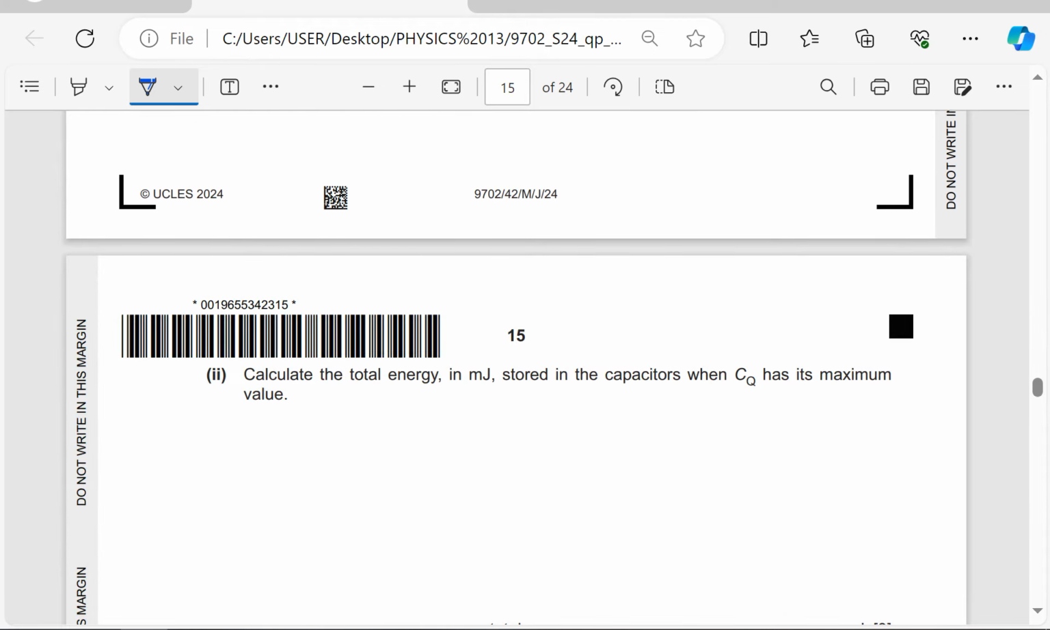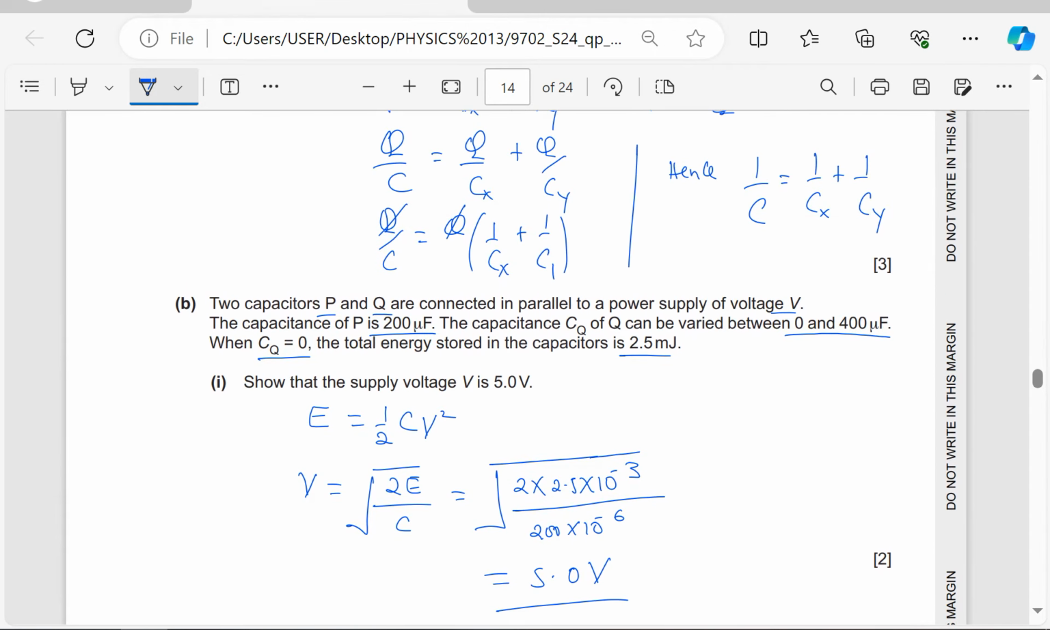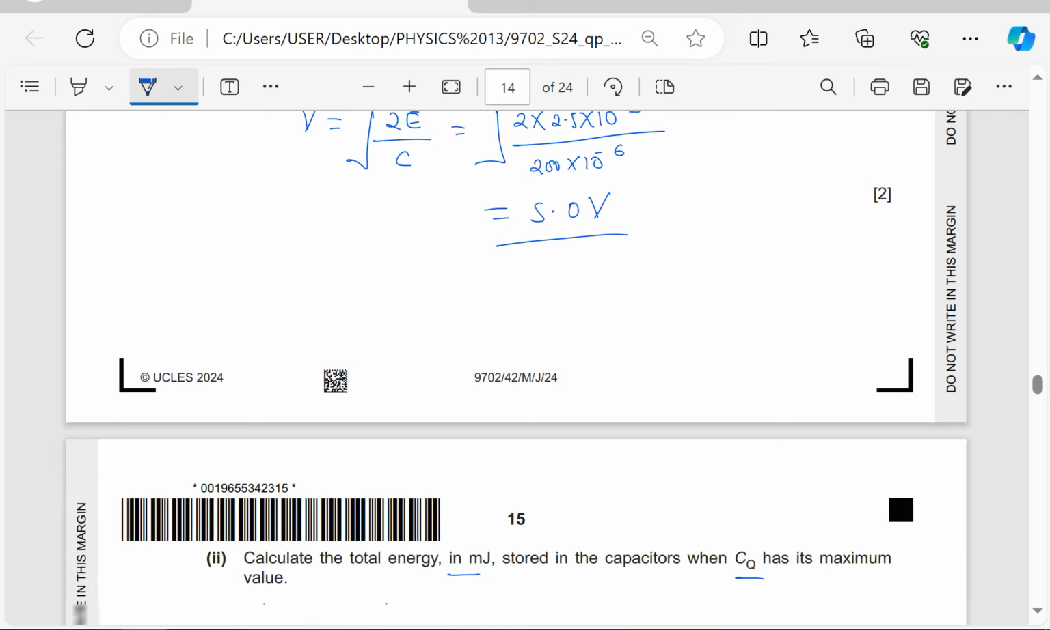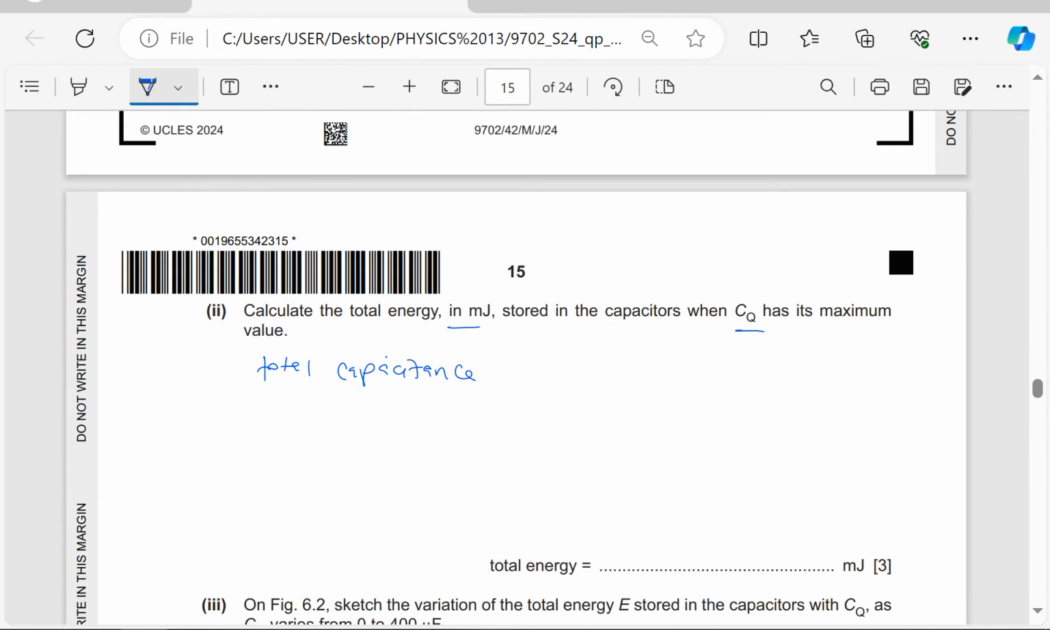Then the next question is calculate the total energy in millijoules stored in the capacitors when CQ has its maximum value. So let's first find total capacitance. They said they are joined in parallel. Initially they were in series. Here they are saying they are connected in parallel. So since they are now in parallel, this is going to be 400 plus 200, which is equal to 600 microfarads. For capacitors in parallel, we sum up to get total capacitance.